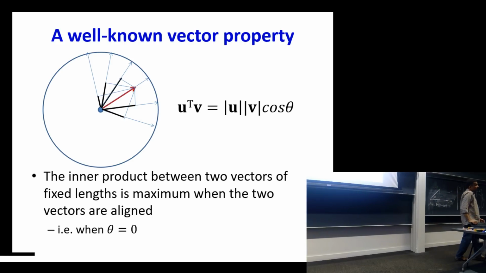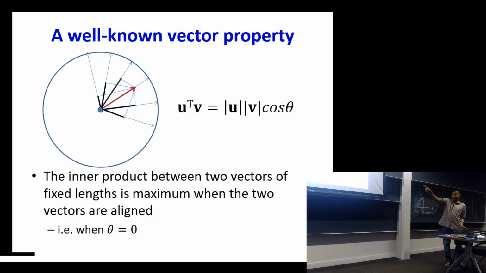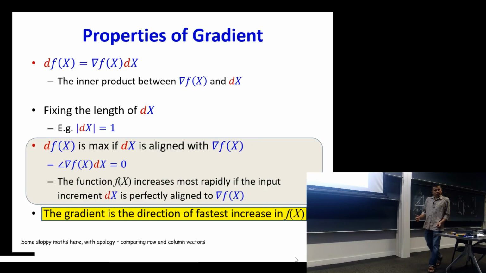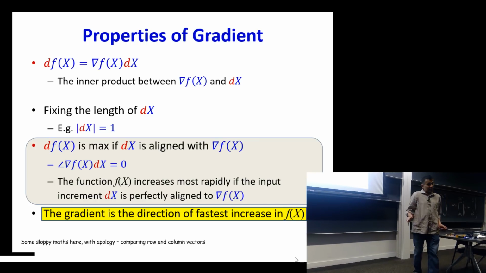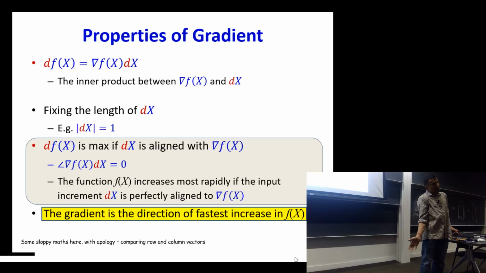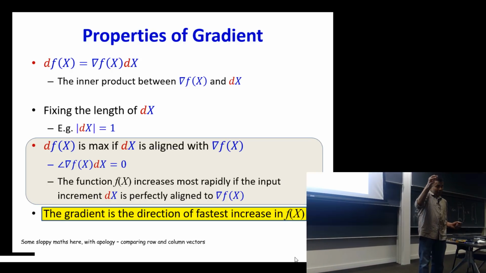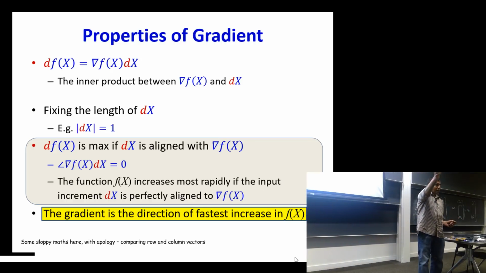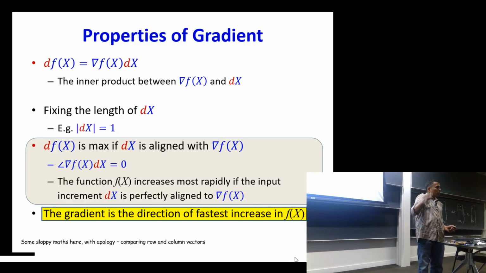So now let's go back and look at our equation over here. The gradient is a property of the function. It has nothing to do with the increment in x. The gradient is a fixed vector. As I change the delta x, so let's say I fix the length of my increment, delta x, as delta x rotates, at which point is this inner product going to be maximum?